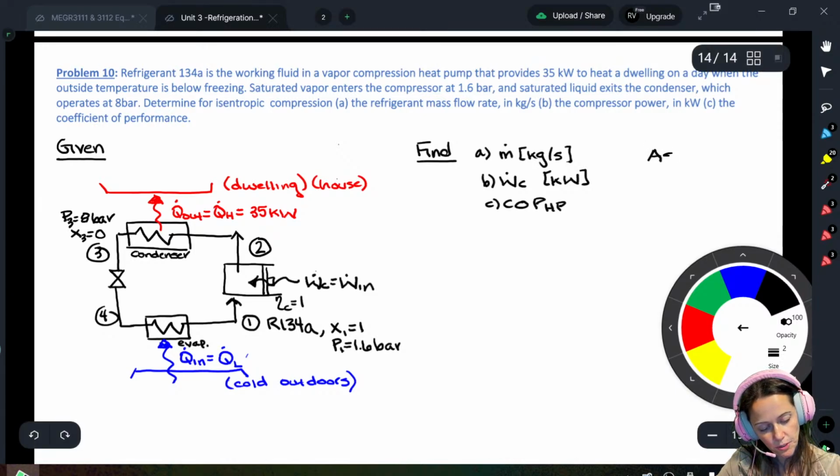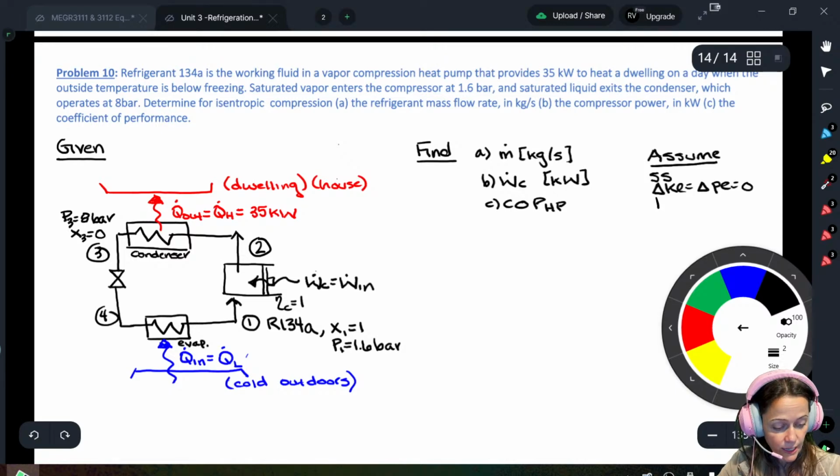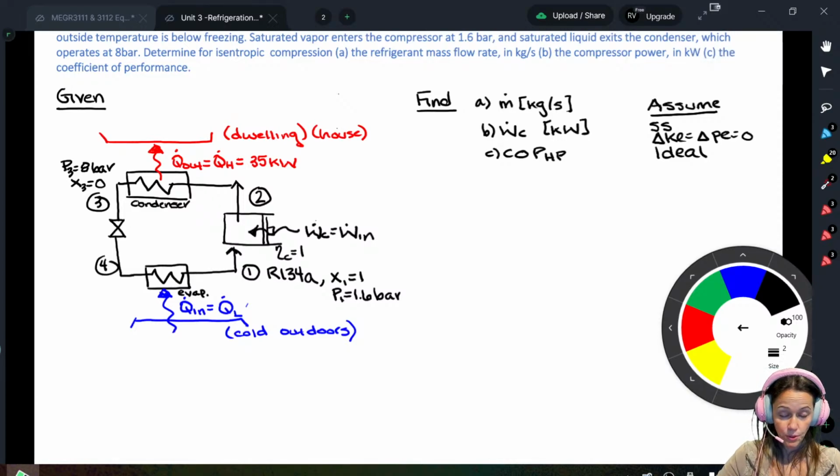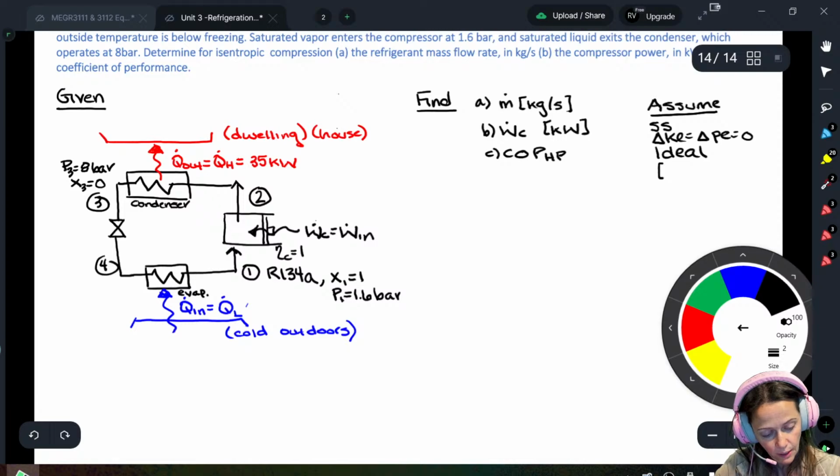I'll throw my assumptions right here. Same assumptions I typically make: steady state, changes in kinetic and potential energy are negligible, and it's an ideal cycle in that there's no heat transfer where I don't want it to occur, which would be the case for the compressor. You want that to operate adiabatically. It also tells you there's no fluid friction causing a pressure drop in the condenser or the evaporator.